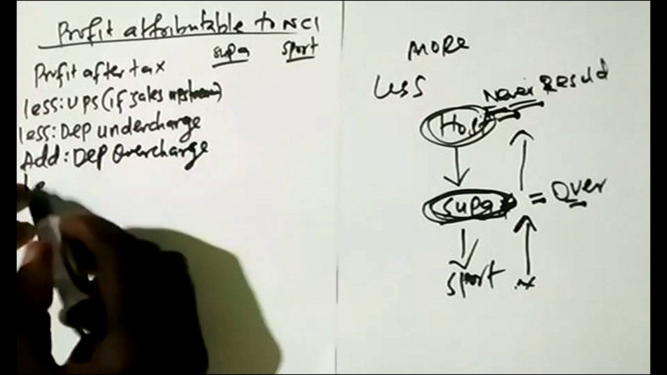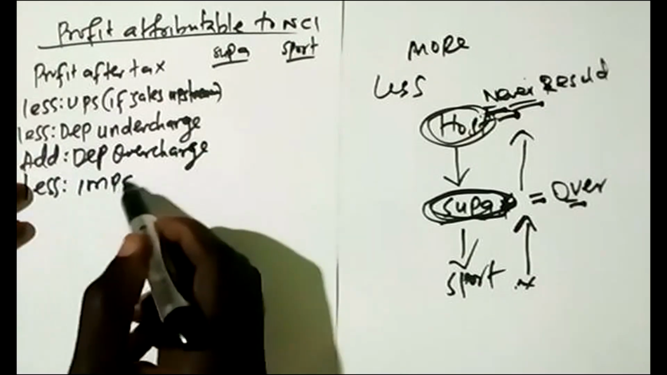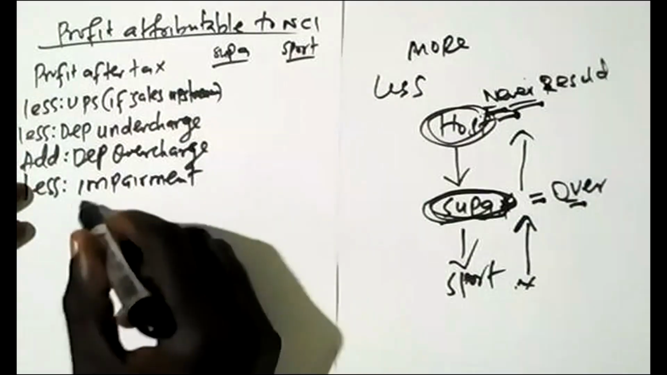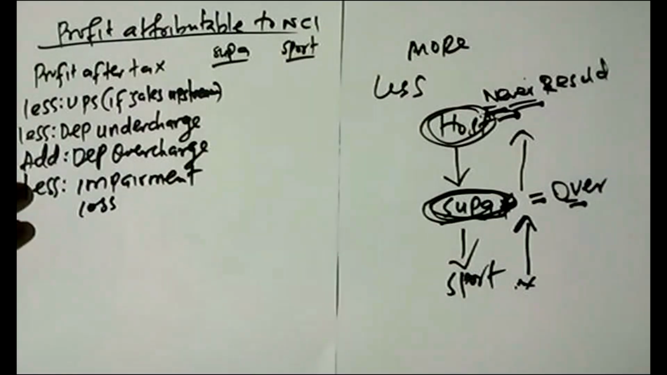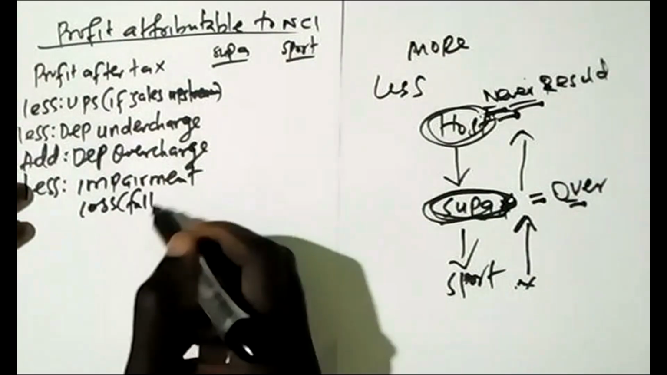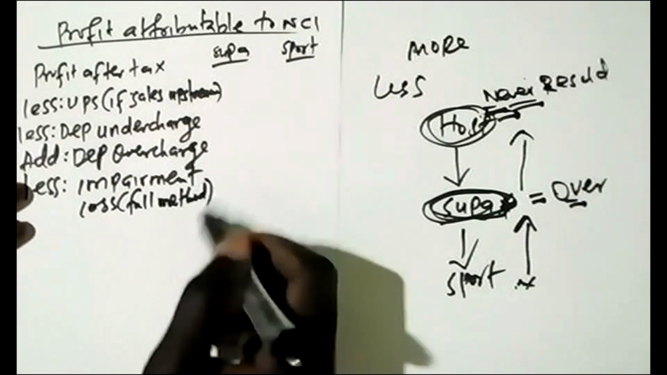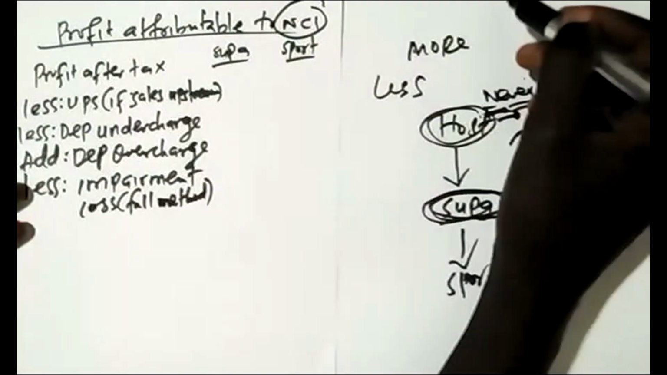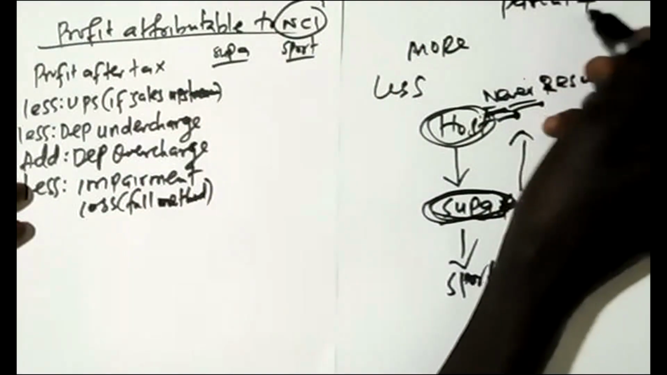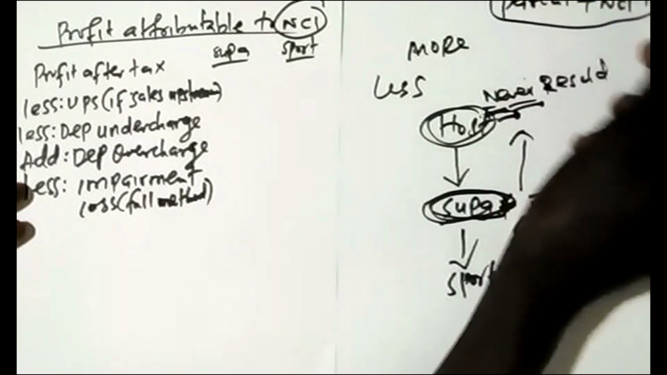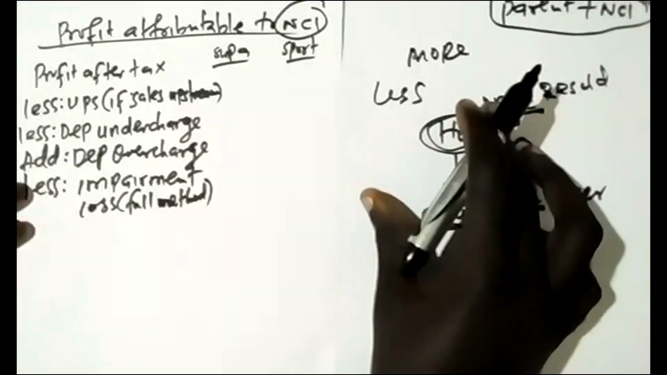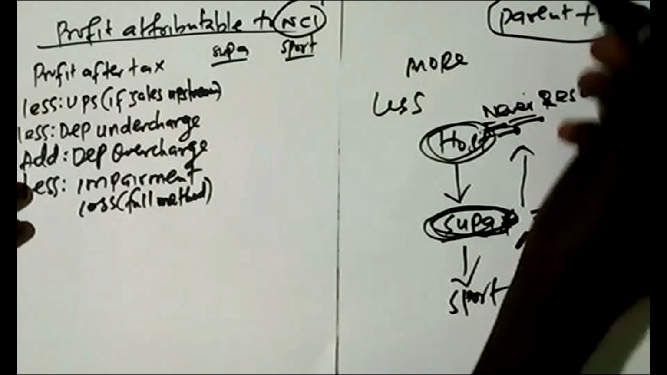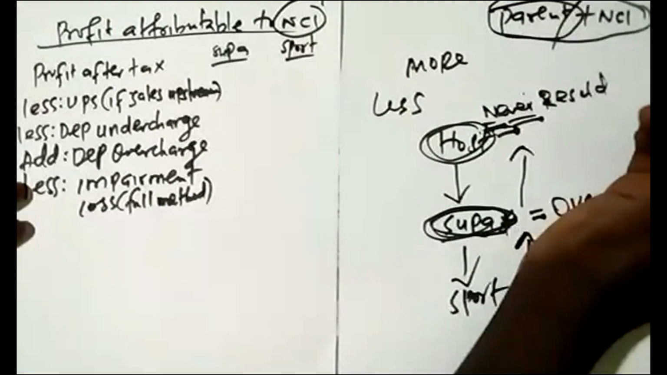Depreciation overcharge. Then finally, we need to raise impairment. We need to raise what? Impairment loss. For this one to be applicable, we might have used the full method, because remember, we are dealing with NCI. When you use the full method, you get the goodwill of the parent plus the goodwill of the NCI, then you impair. But if you are using partial, remember that you impair only the goodwill of the parent.